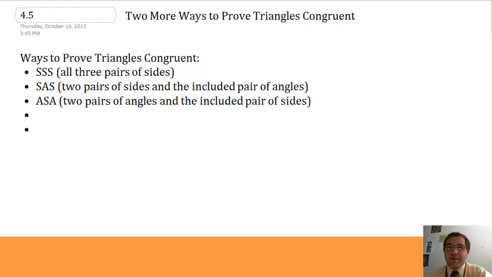This is section 4.5 on 2 more ways to prove triangles congruent. So previously we've had 3 ways to show that triangles are congruent. Side, side, side, which means we need to show all 3 pairs of sides are congruent.